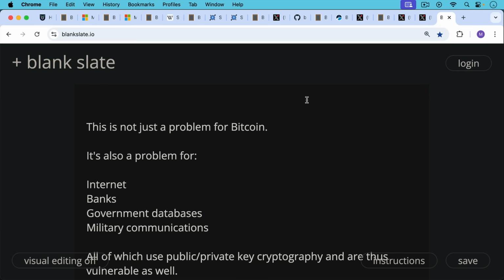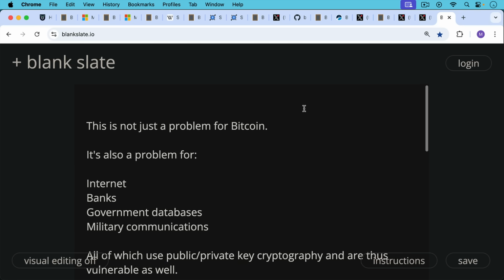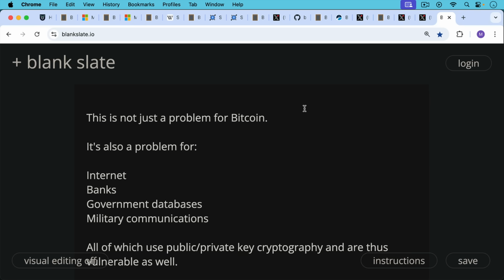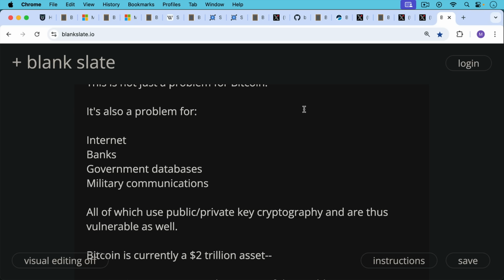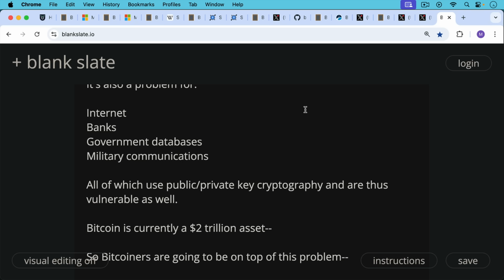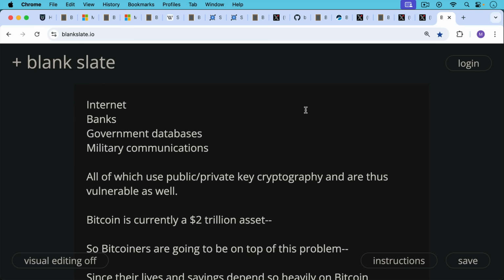And it's important to recognize too, people always use quantum computing as a way of FUDing and attacking Bitcoin. But this is not just a problem for Bitcoin. It's also a problem for the whole world. It's a problem for the internet, which uses a lot of private-public key cryptography. It's a problem for banks. It's a problem for government databases, including the nuclear stuff. It's a problem for military communications. It's a huge problem. All of these systems use public-private key cryptography and are thus vulnerable as well.